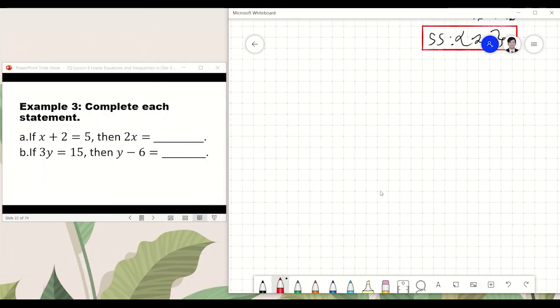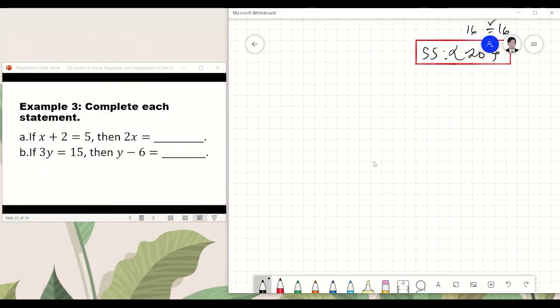Okay, so let's proceed now to example 3. We're asked to complete each statement. So it says that if x plus 2 is equal to 5, then what is 2x? So ano yung gagawin natin? Unang-una sa lahat, dapat alam muna natin kung ano yung x sa ating if statement. From our if statement, the equation is x plus 2 is equal to 5.